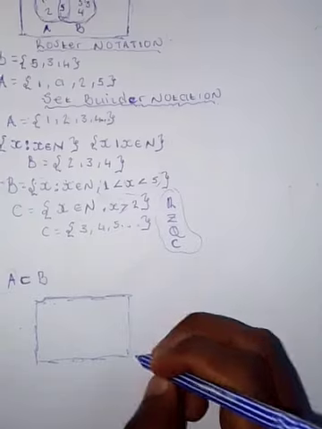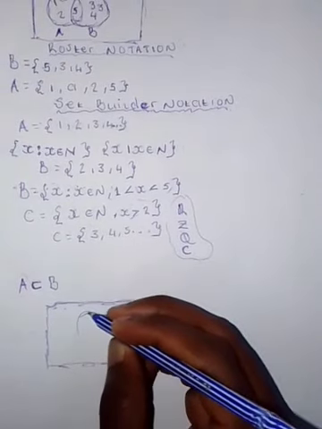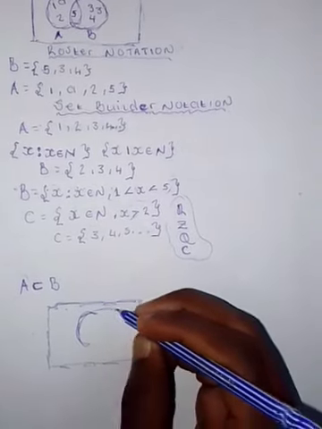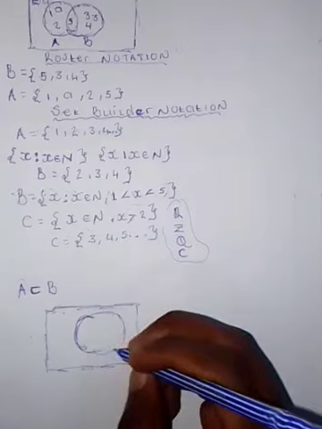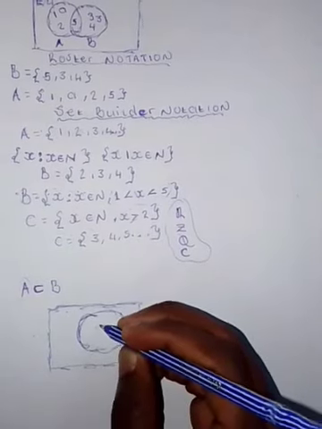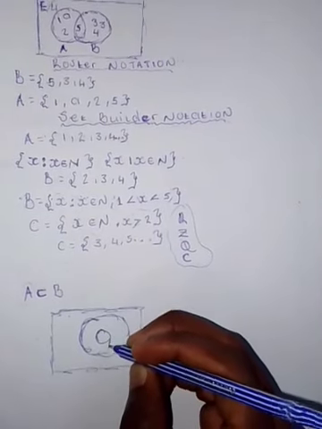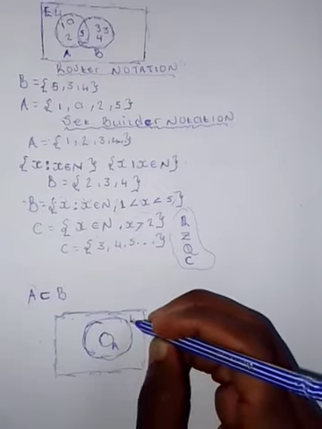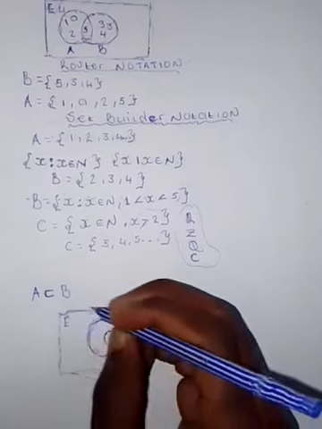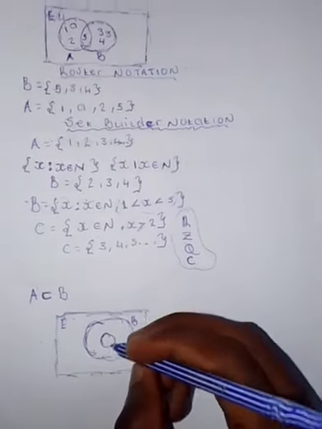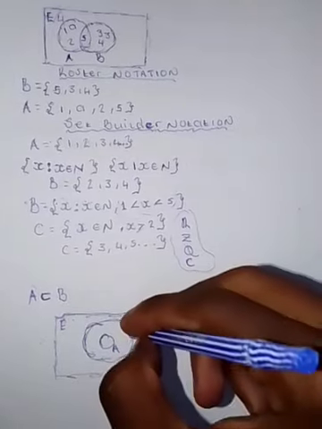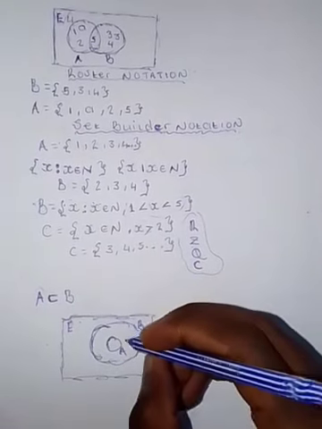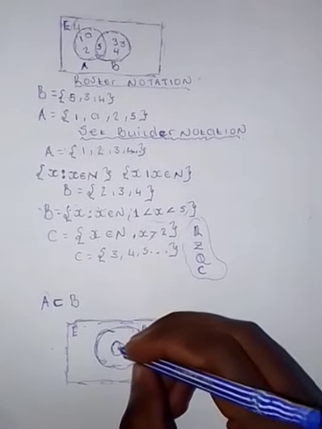It can be represented like this. So let's say this is set B and this is set A. Okay, this is set A and this is set B, and a universal set. So meaning that set A is contained in set B, meaning that every element of A is also found in B.